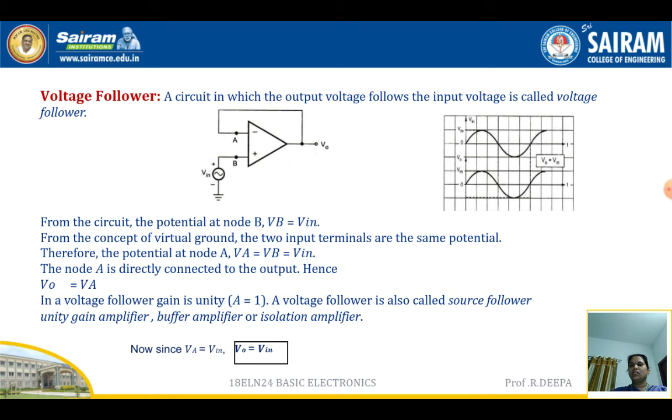It is also called a buffer amplifier or isolation amplifier. So finally we can write the expression for the output voltage as V0 is equal to Vin. On the right hand side I have shown the waveforms of the input and output voltages. First is the input voltage waveform, and the second represents the output waveform, which is the same as the input voltage. So I can conclude that this circuit acts as a voltage follower, that is, the output voltage follows the input voltage.